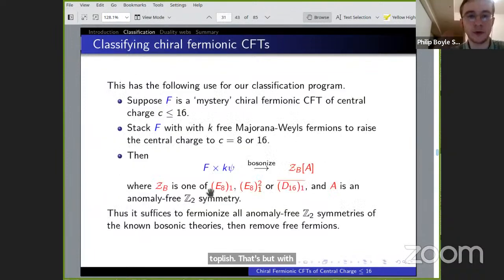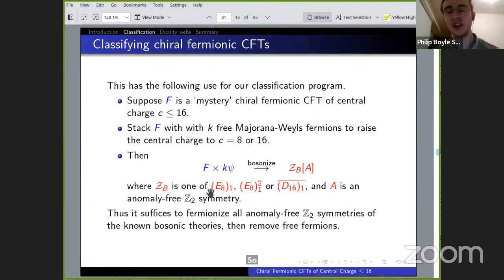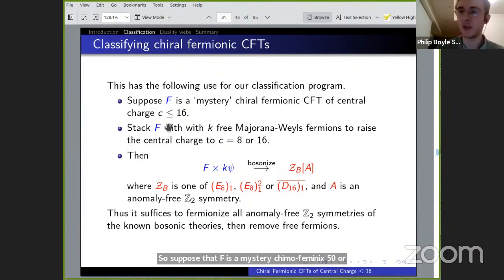And one more slide before we move on. So the reason I'm going on about bosonization is because it has the following use case for our classification program. Suppose that F is a mystery chiral fermionic CFT of central charge c less than 16. Well, we'd like to bosonize that so we can say that the bosonization is something we know.